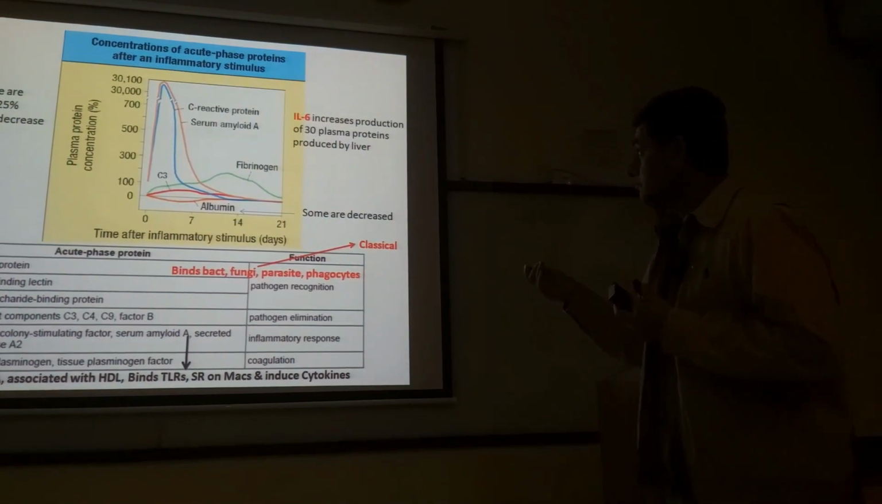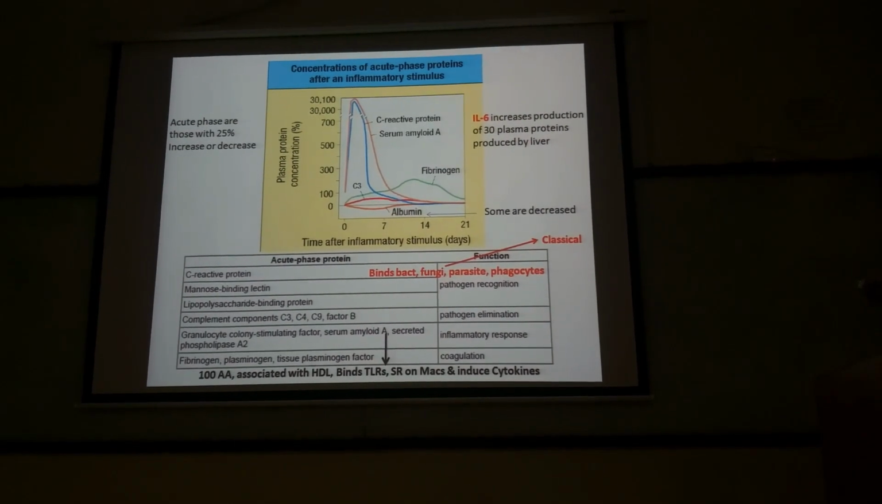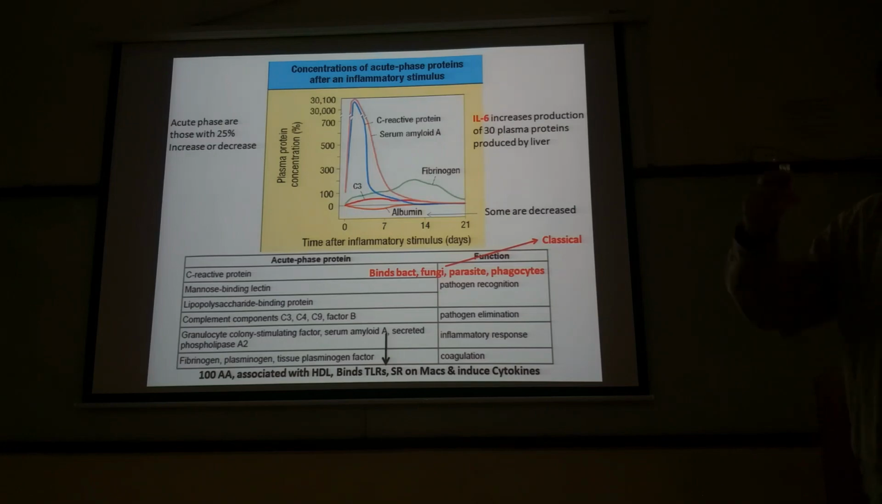So out of these 30 plasma proteins, the acute phase proteins are all those proteins which would have 25% ups and downs, increase or decrease in their concentration. This is just a rough estimate of proteins. Some of the proteins, the level of some of the liver proteins, would go up, just like this one, as you see, and some of the proteins' level would go down.